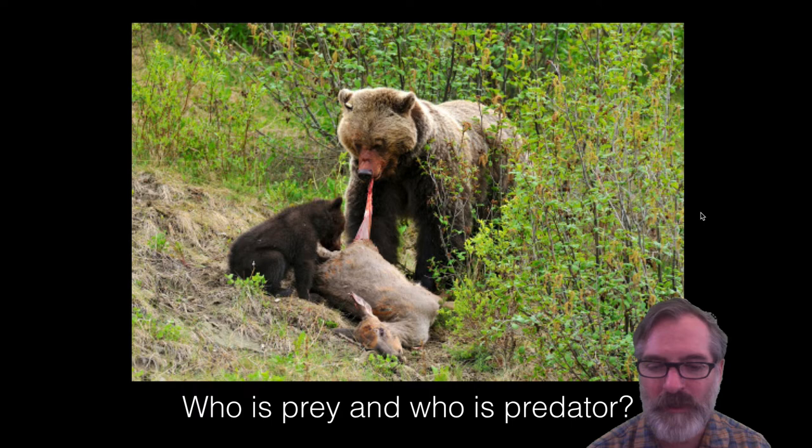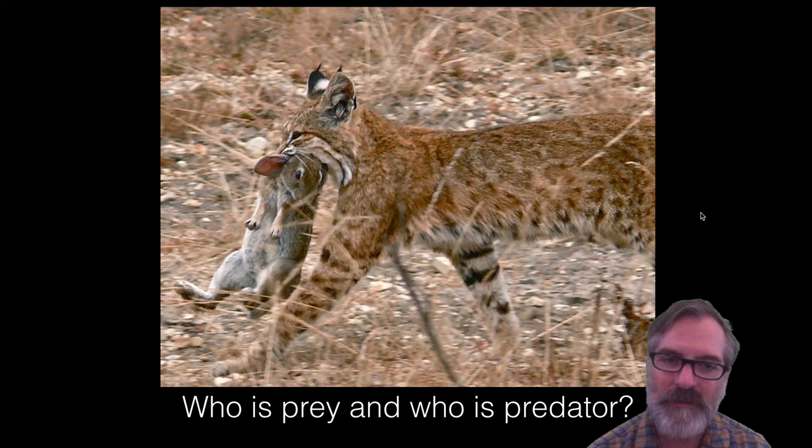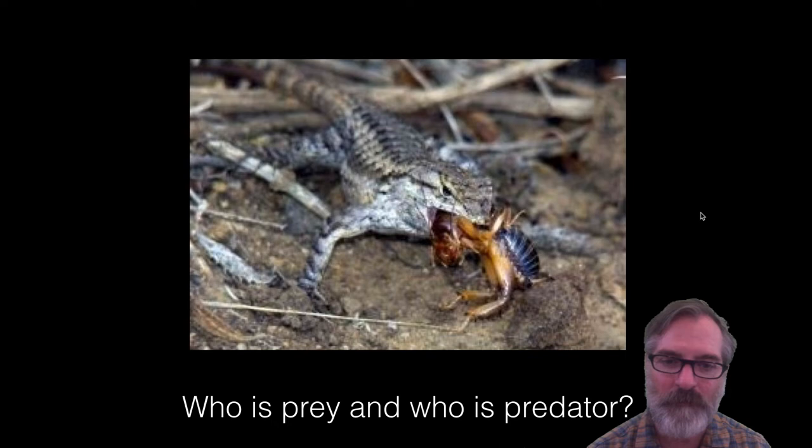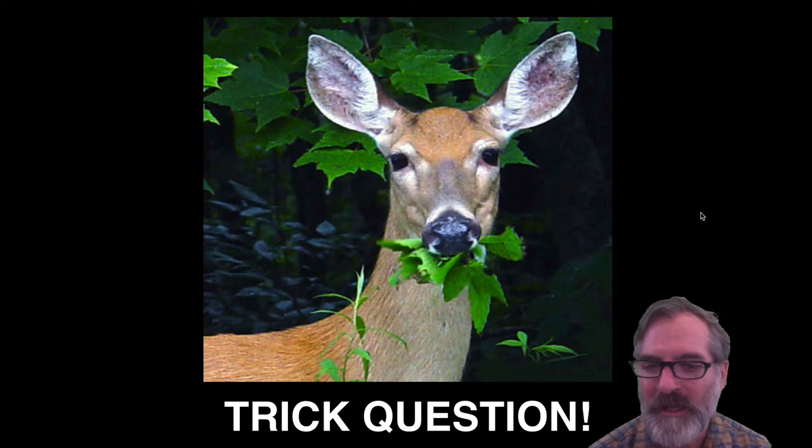Here, king snake is the predator, and the prey is the rattlesnake. Bobcat predator, prey is the bush rabbit. Lizard predator, and that's a Jerusalem cricket, and that is the prey. No, trick question, right? The deer is not going to chase down the leaves, so the leaves are not prey. They're just grazing on the leaves. So that was a trick question.